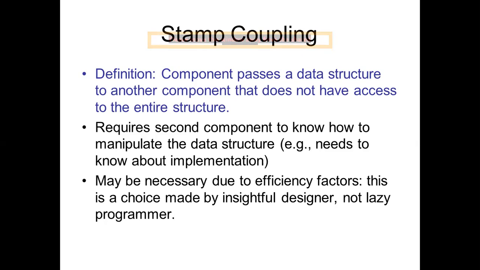Stamp coupling means we are doing the work, but for a special case only. It requires a second component to know how to manipulate the data. So in this case, we take help from another new component. Because each component has its own data structure, it requires a second component to know how to manipulate the data. If a need arises to update the data of one component, we take help from the data structure of that particular component. This may be necessary due to efficiency factors. It is a choice made by an insightful designer, not a lazy programmer.